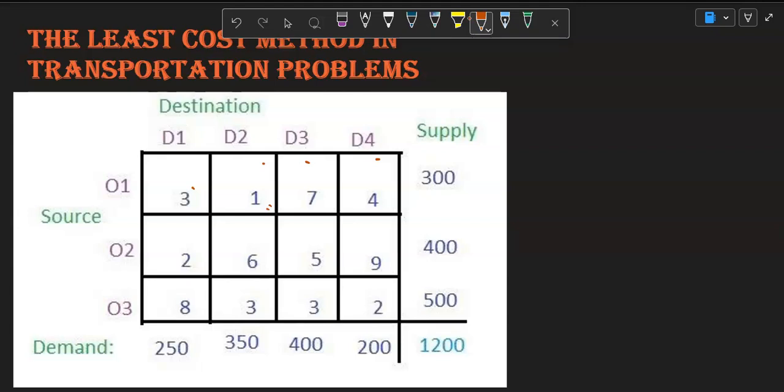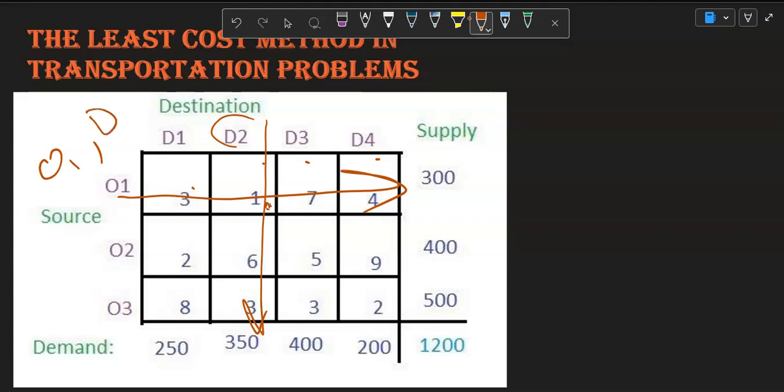So basically, we begin to allocate in the boxes that have the minimum unit cost. Okay, so in this case, this particular box is identified by this particular column and this row. And if we are to define that particular cell, we are saying that cell is O1, D2, isn't it?